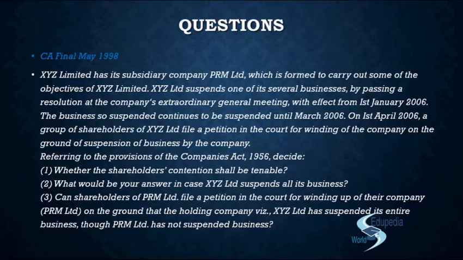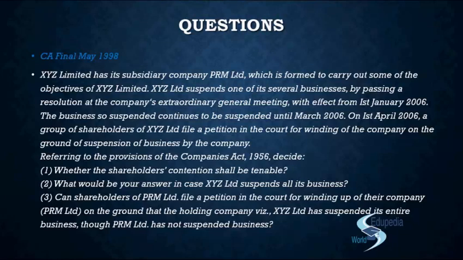Number 3, can shareholders of PRM Limited file a petition in the court for winding up of the company, that is the PRM Limited, on the ground that the holding company, which is XYZ Limited, has suspended its entire business, though PRM Limited has not suspended its business. So this covers your entire provision of point number 3 from section 433. Right? What was the ground number 3?